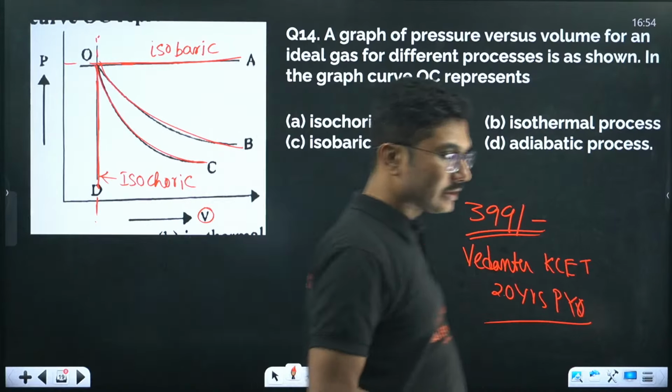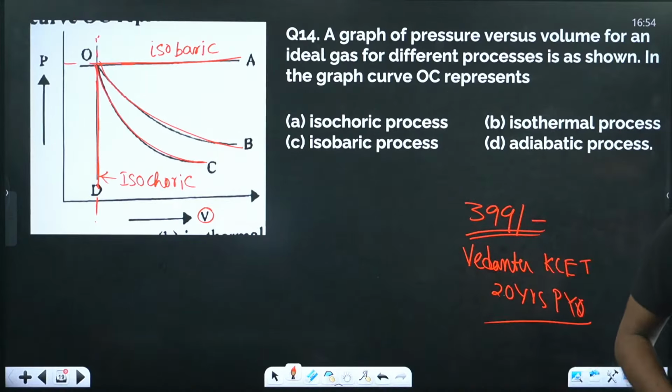Now let's see who can answer this question. C or D. Okay, you are saying C or D. Isobaric process I already mentioned, so this is not isobaric.